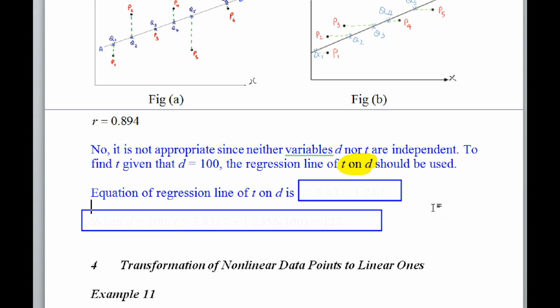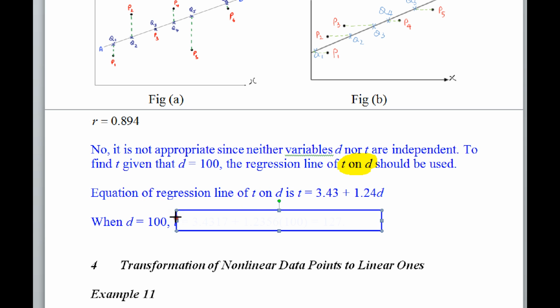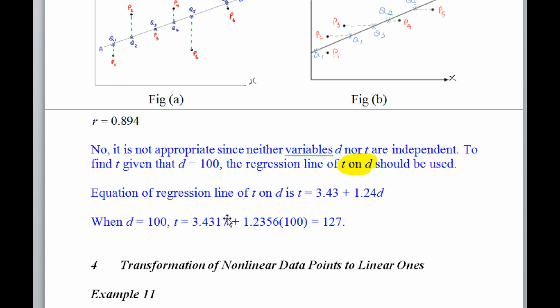Can you get some answer? I don't know whether right or not, right? Okay, let's compare answers. Can? 3.43 plus 1.24 D. So once you get that, you substitute D equals 100, we're done. Okay, if you cannot find the answer or the answer is wrong, please put a star there, make sure you can get it next time, after the lecture. Okay, when D equals 100, therefore you just substitute in, we're done.